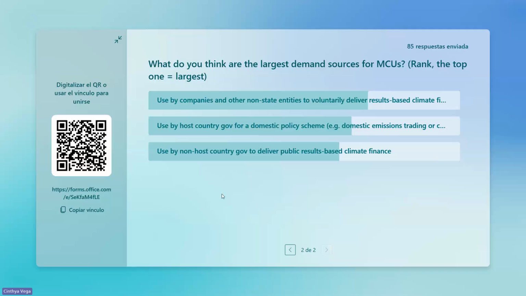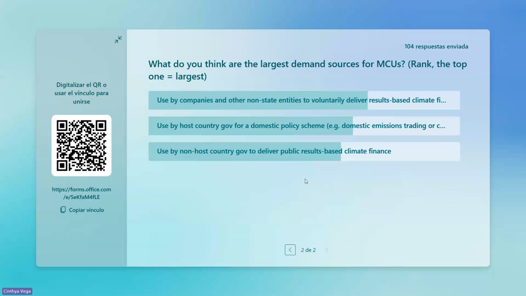what do we have here? The second question is, what do you think are the largest demand sources for mitigation contribution units? So for the Article 6.4 ERs that are not authorized, we have the same options. We have used by companies and other non-state entities to voluntarily deliver results-based climate finance, used by host country governments for a domestic policy scheme, so for example, domestic emission trading systems or carbon tax, or used by non-host country governments to deliver public results-based climate finance.